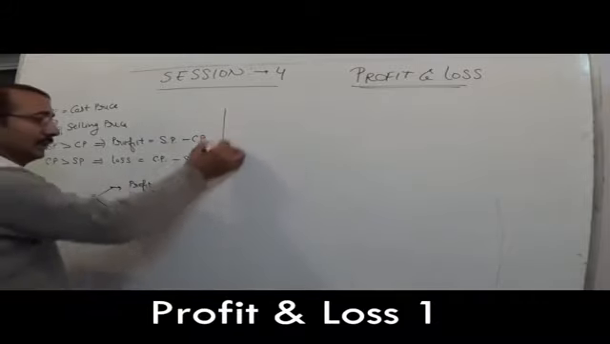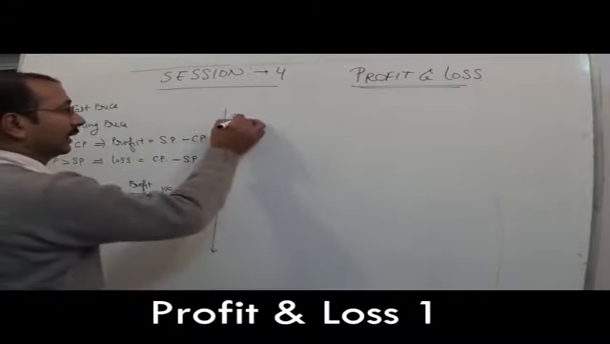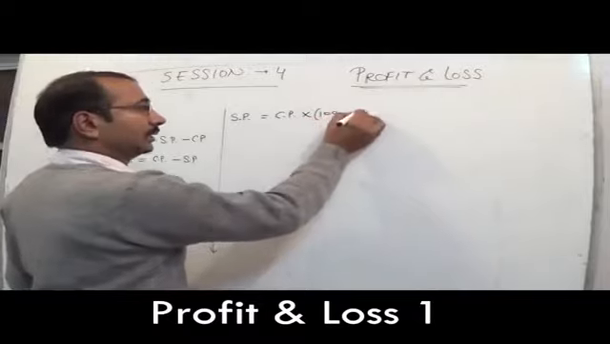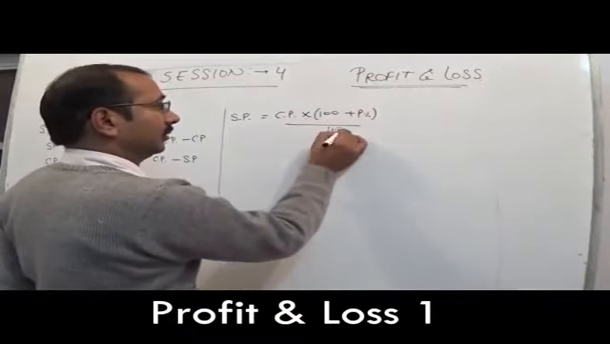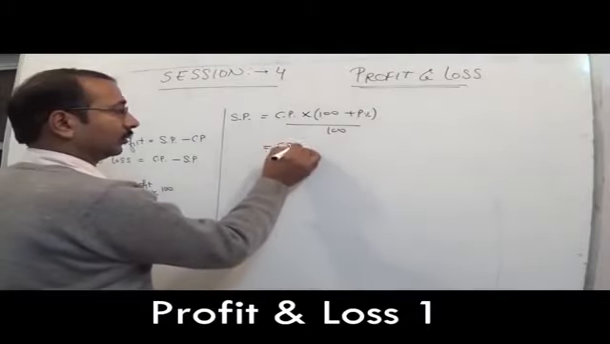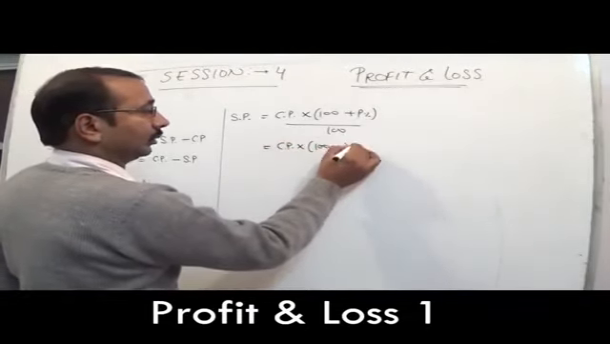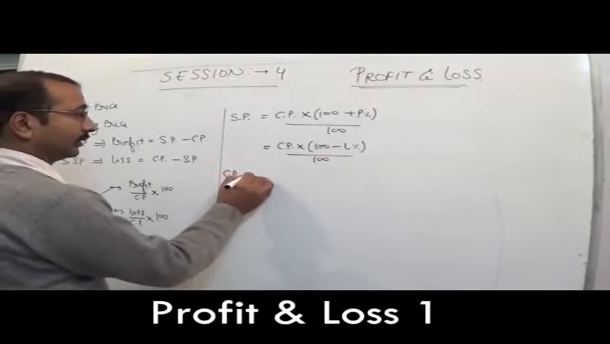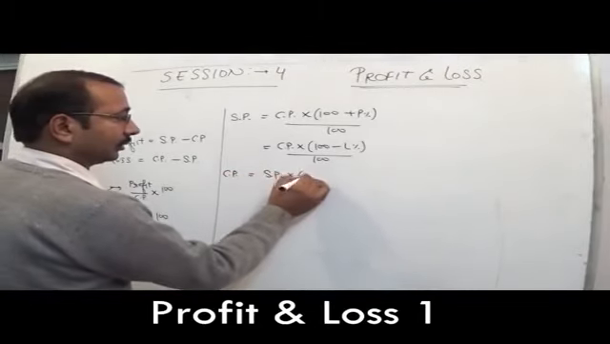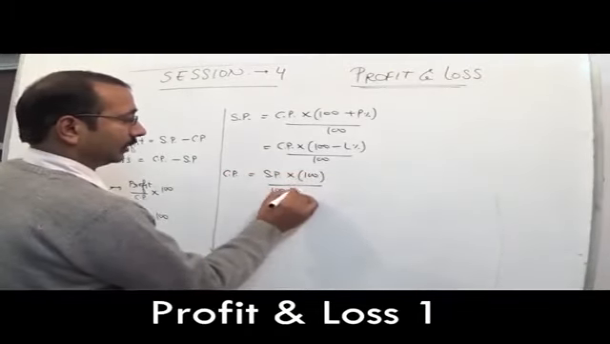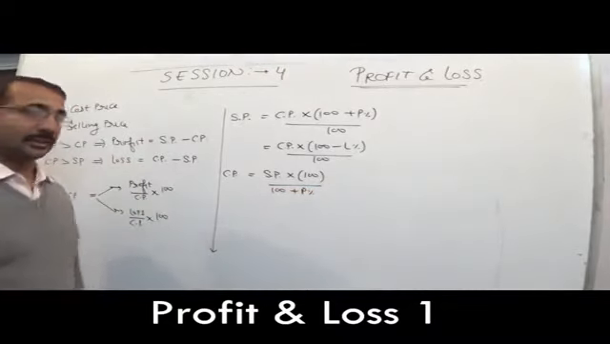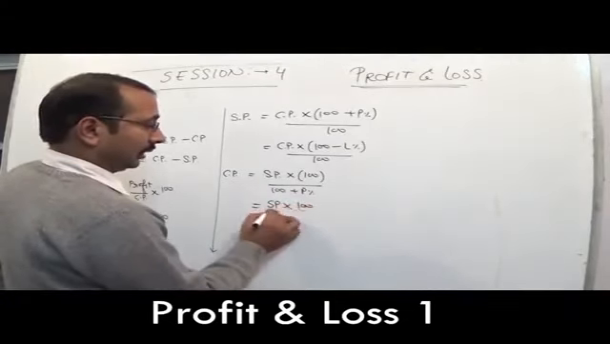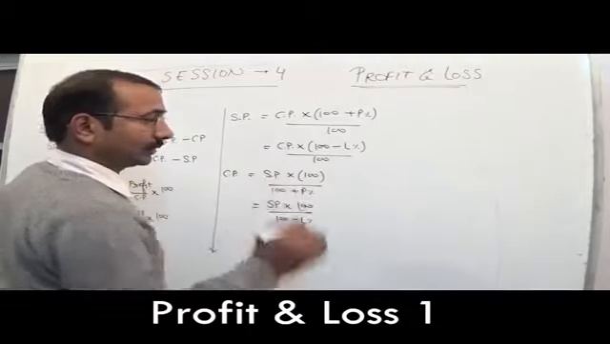Then we have two standard formulas. One is for finding the selling price. Selling price is always equal to cost price into (100 plus profit percent) upon 100. If there is a loss, we take it as cost price into (100 minus loss percent) upon 100. If we have to find the cost price, then it will be reversed. Selling price into 100 upon (100 plus profit percentage) in the case of profit, and when there is a loss, we take it as SP into 100 upon (100 minus loss percent).